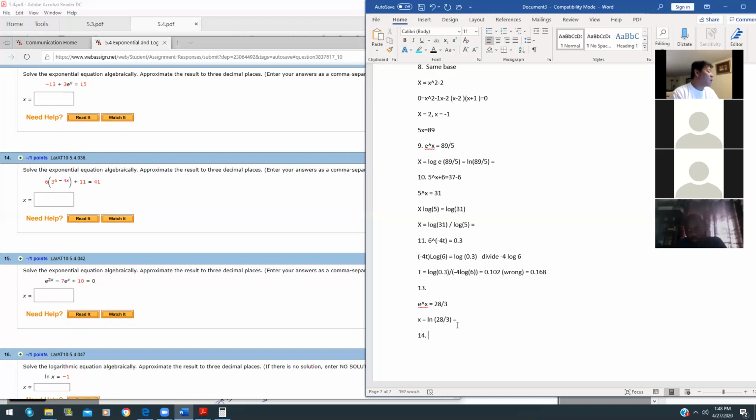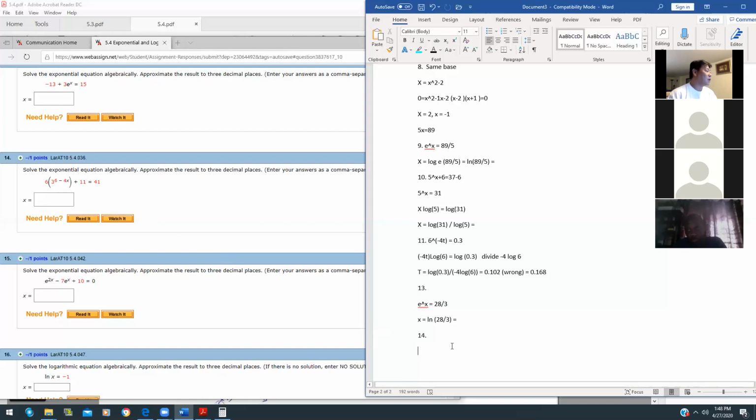Okay. How do we do the next question? This one, icky one. What do we do first? Your exponent is inside your parentheses. So how do we get rid of all those? Distribute 6? No, you do not distribute 6. If you distribute 6, it's all wrong. Subtract 11 and then divide by 6.